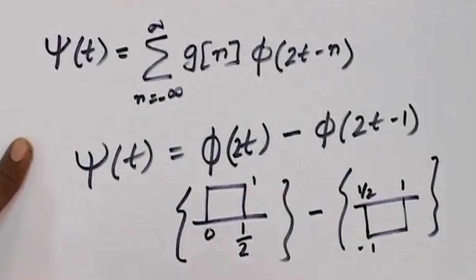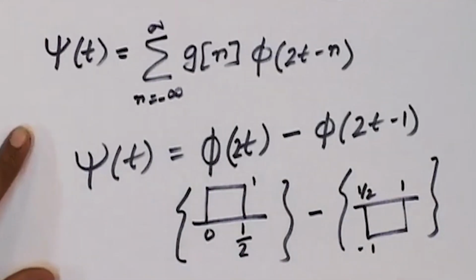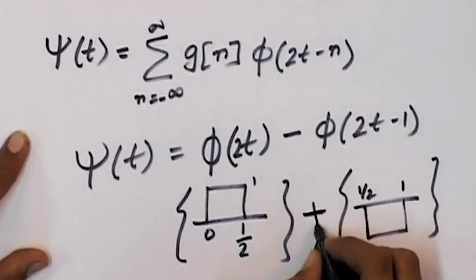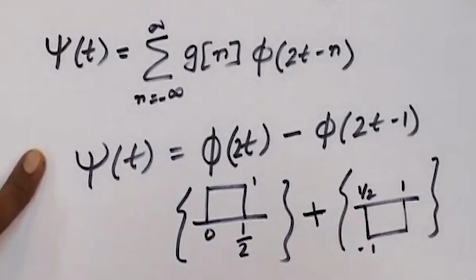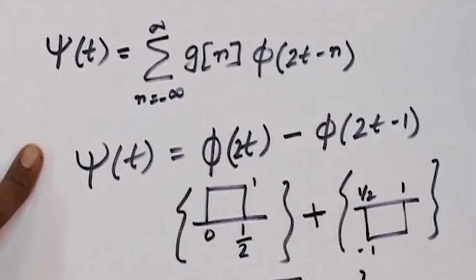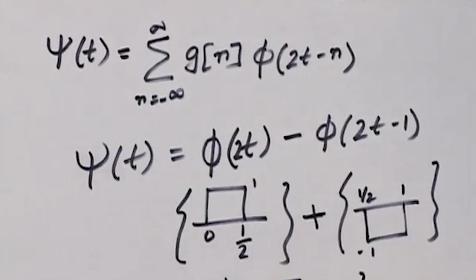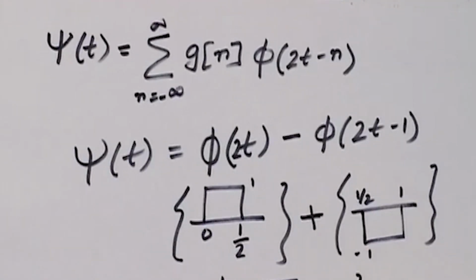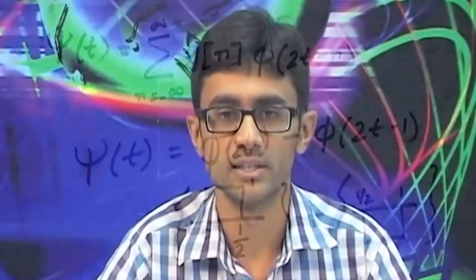These will give us a function which will look like this. And this is our wavelet function which we called psi of t.